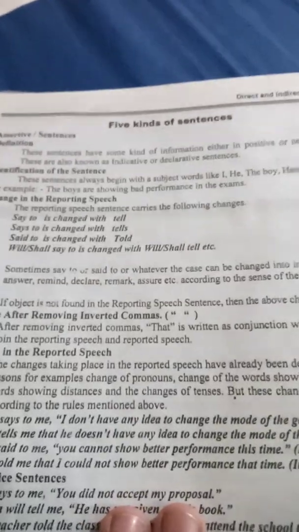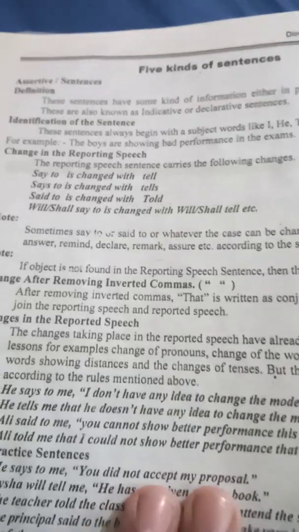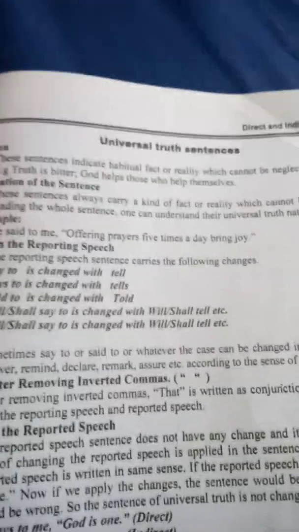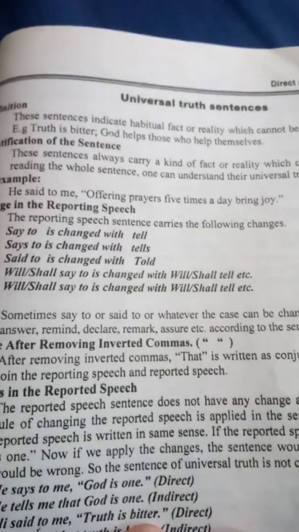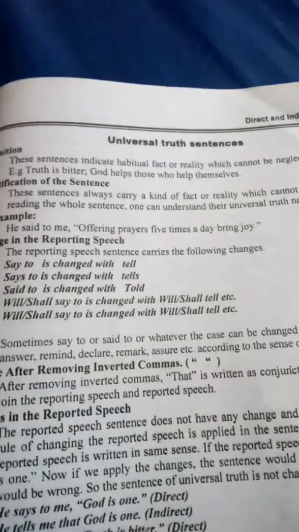For assertive sentences, we just change from direct to indirect. After omitting the inverted commas, we will add that. The second kind of sentence is universal truth, which never changes from direct to indirect. For example, God is one. Holy Prophet ﷺ is our last prophet. So universal truth cannot be changed, but we omit inverted commas and add that. Universal truths are the facts.